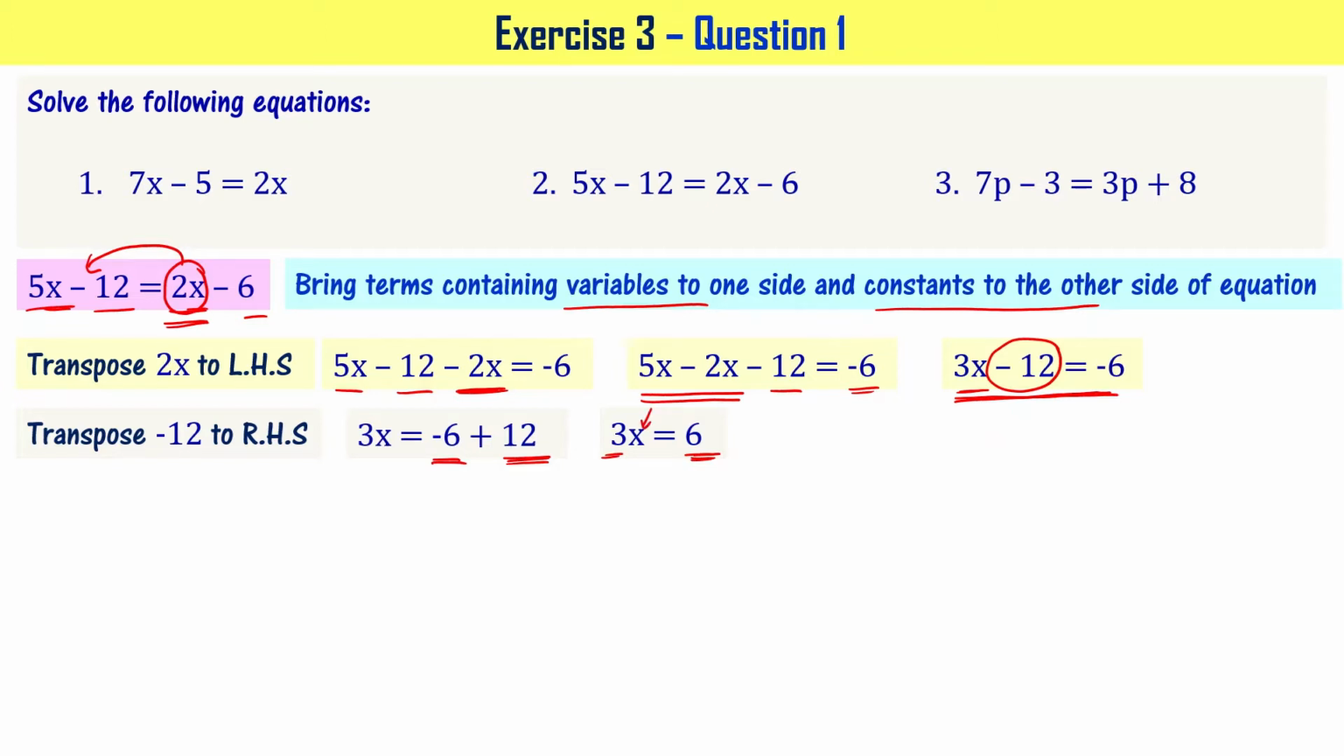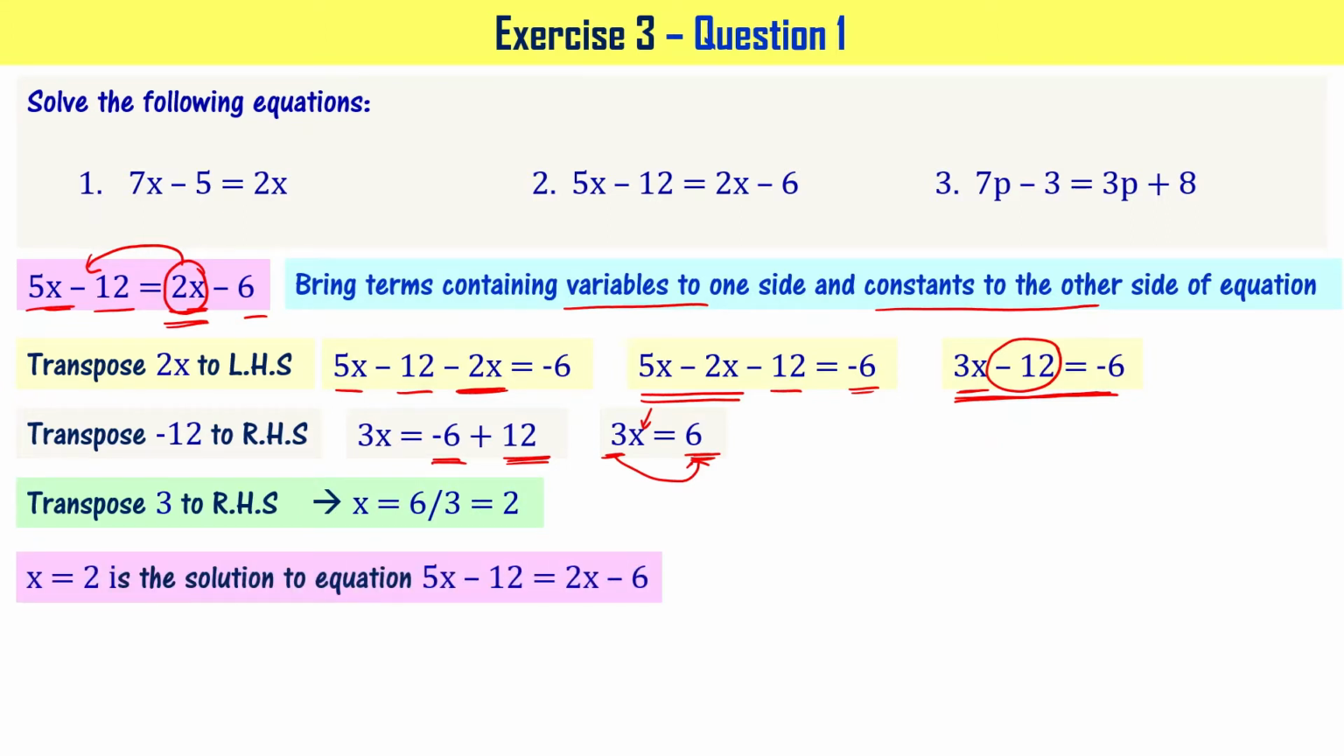So since 3 is multiplying, we want to take 3 to the other side, or in other words, you can say that we are transposing 3 to the other side. When you do that, it is going to divide number 6 on the other side, right? So let me write that x equal to 6 by 3, that is equal to 2. X equal to 2 is the solution to the given equation.